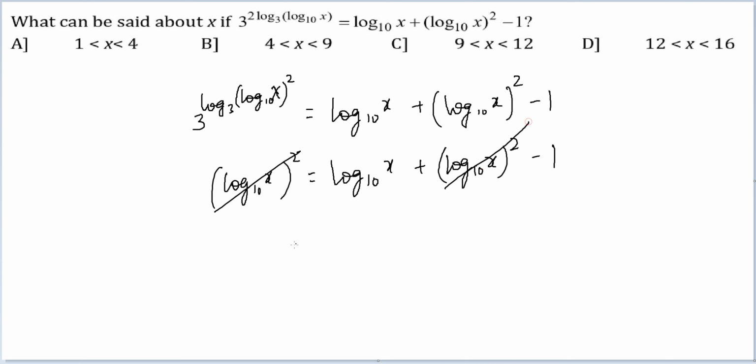This and this cancel. I'm left with x is equal to 10. If x is equal to 10, this range would be acceptable. Answer is option C.